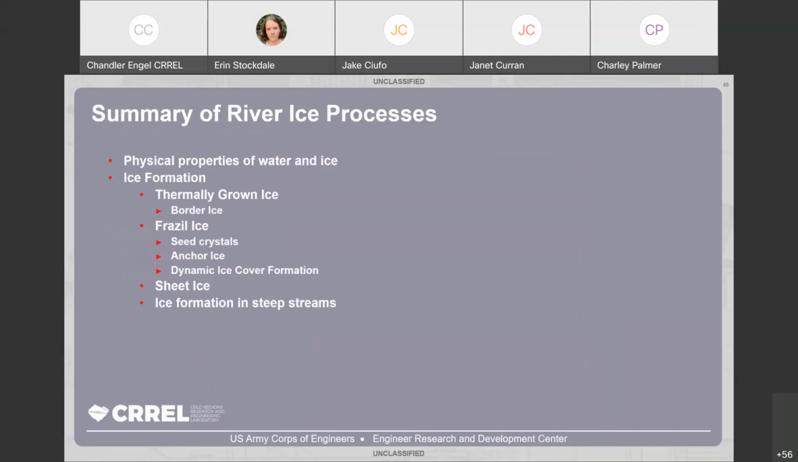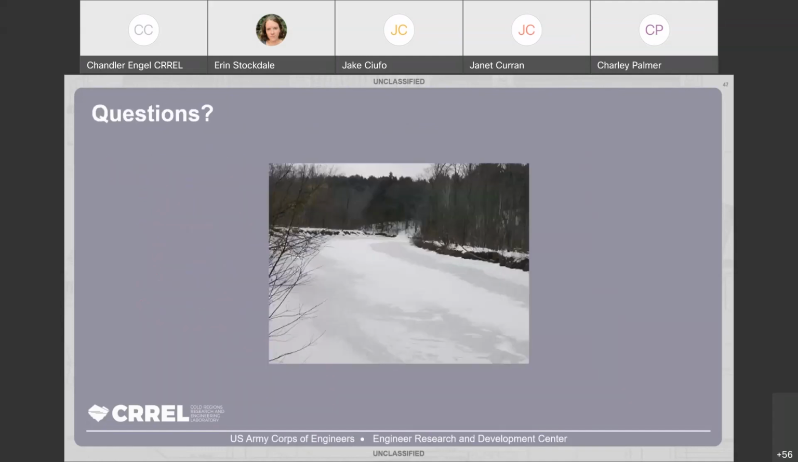So we covered a fair amount of ground here. We started with the basics of water and ice that are important to understand when we're thinking about the bigger processes of river ice formation. Talked about thermal ice growth, talked about the complex formation of frazil ice, and then we discussed the ways that ice covers form. And then we also briefly touched on steep stream ice formation.